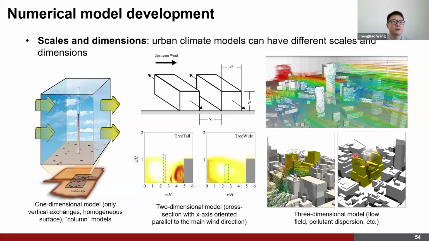And this figure is actually from a paper Dr. Lee and I worked on together several years ago. We were trying to understand the influence of urban trees on the distribution of air pollutants. Of course, the most sophisticated one is this three-dimensional model, but this is also much more computationally expensive when compared to this one-dimensional single column or this two-dimensional urban canyon representation.